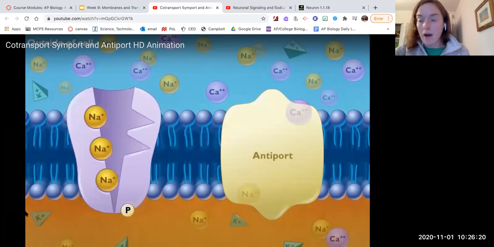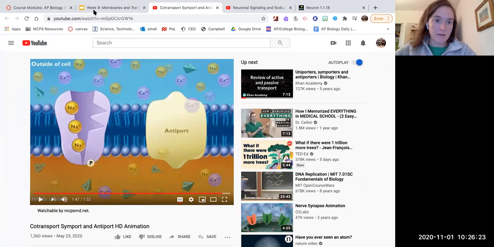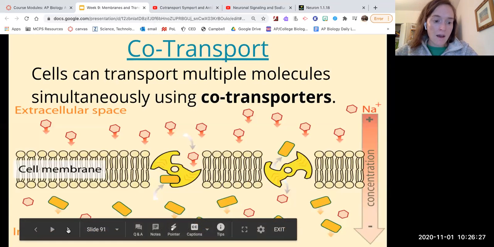Okay, so just a couple hopefully helpful visuals on these kind of complex processes. Please let me know if you have any questions on that.